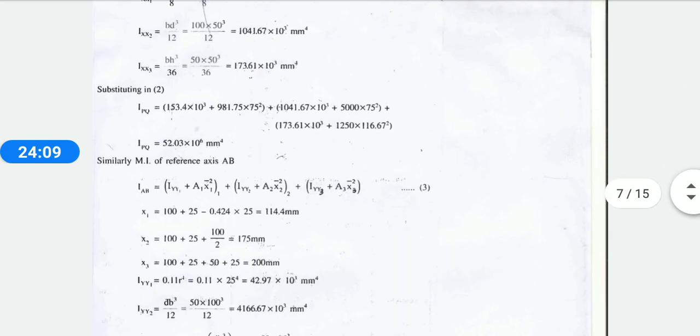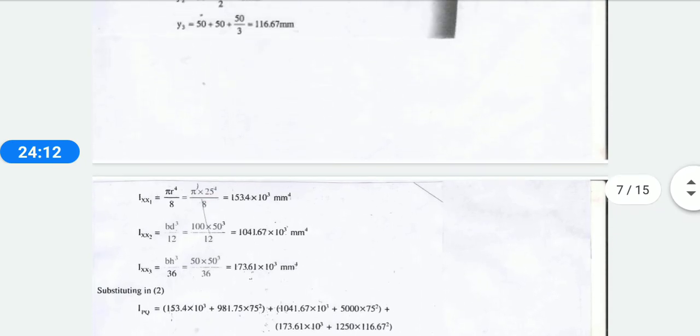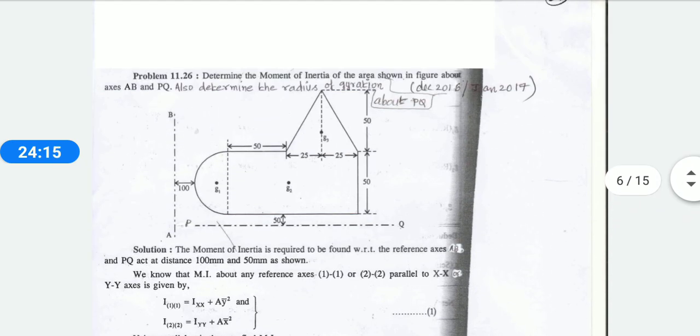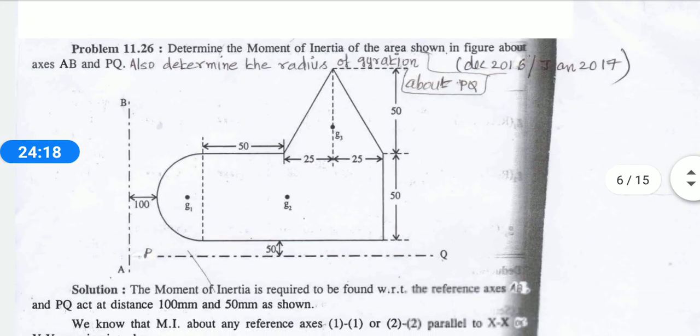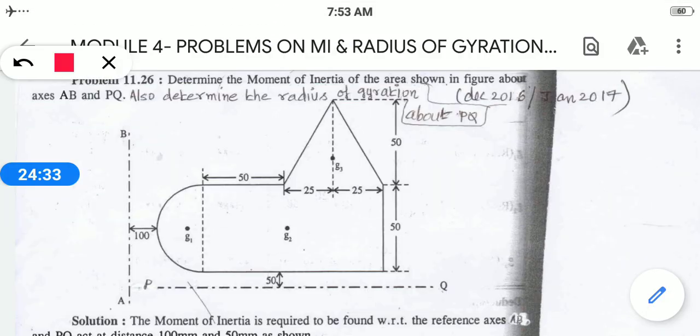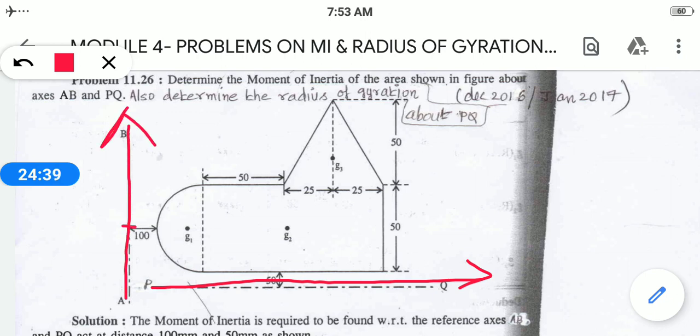See, this problem is an example for a normal method. There is no table column they had adopted. I'll define it for you: determine the moment of inertia of the area shown in the figure about the axes AB and PQ. That means they had given the axes at some distance. This PQ is our x-axis and AB is our y-axis. So this axis is 100 away from your structure and this axis is 50 away from your structure. Whenever finding this x and y, we need to include this 100 and 50.